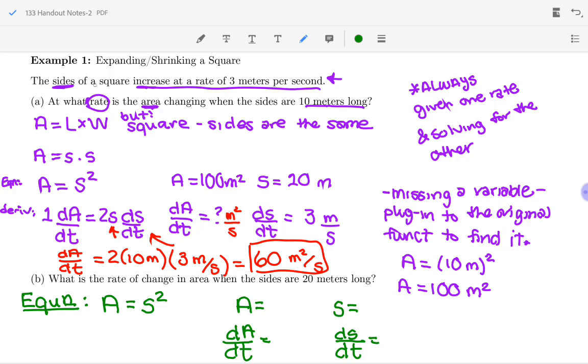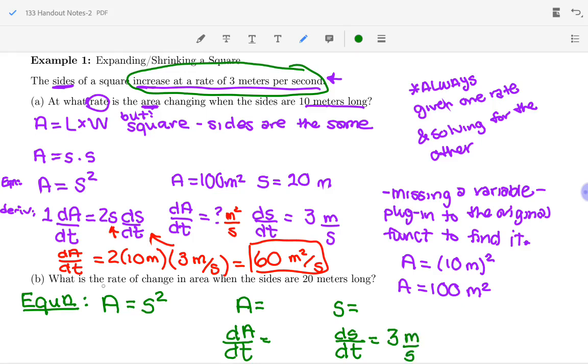Again, it says the sides of a square increase at a rate of 3 meters per second. So I know it's sides, so it's going to be S or ds dt. And the way you figure it out is if it's a rate of change versus a variable. So it's increasing at a rate of 3 meters per second. So that increase tells us it's a rate of change. It's ds dt. It's 3 meters per second.